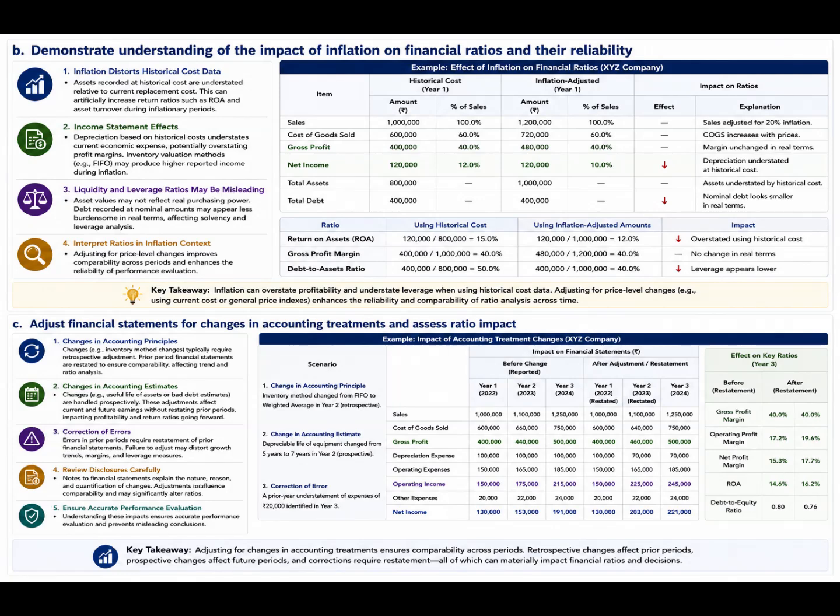Correction of errors requires restatement of prior financial statements. Failure to adjust may distort growth trends, margins, and leverage measures. Analysts must carefully review disclosures. Adjustments influence comparability and may significantly alter liquidity, profitability, and solvency ratios. Understanding these impacts ensures accurate performance evaluation and prevents misleading conclusions.